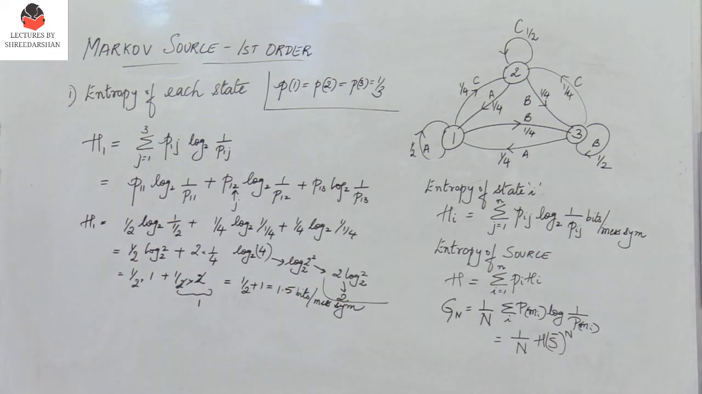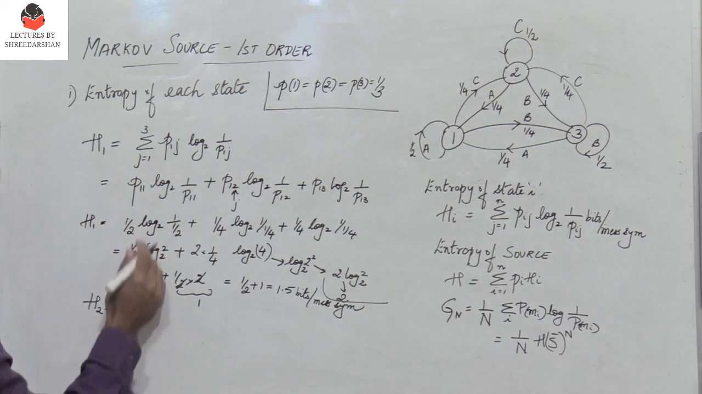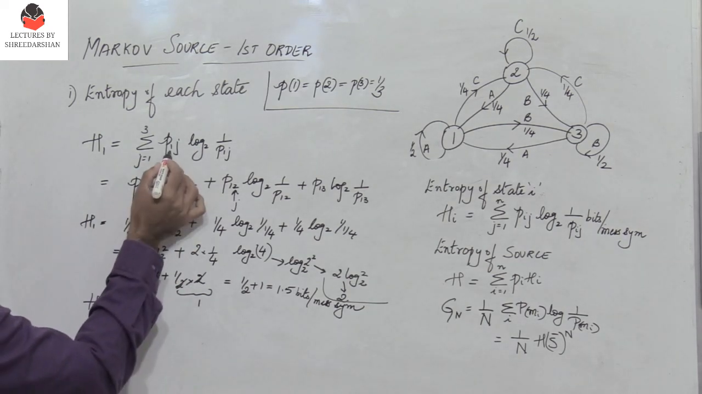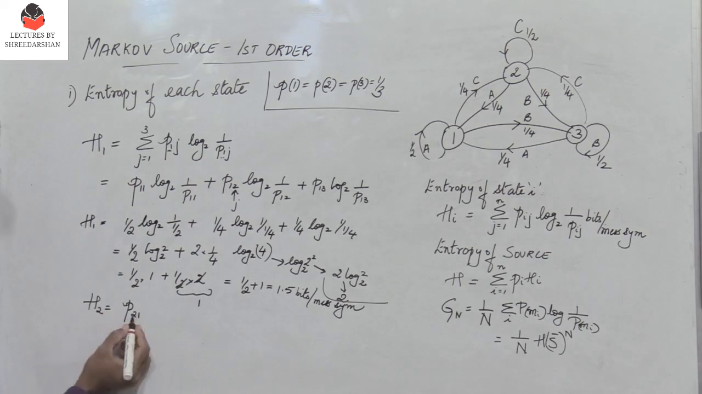So this is H1. So can you tell me what is H2? Now H2 will also be P. So here 2, 1, J is varying, right? So the first number is fixed, which is 1 here. Here it will be 2. And J varies from 1 to 3.